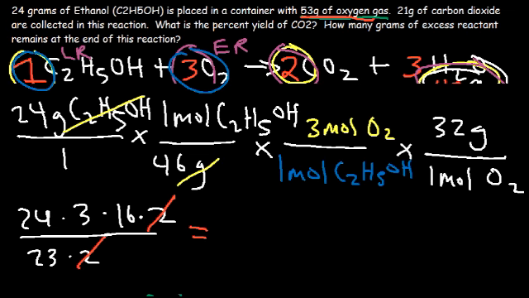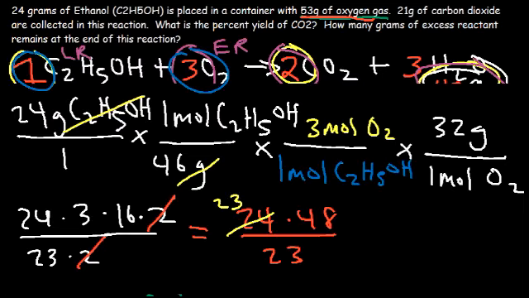So now we got to do some more math. Now, 16 times 3 is about 48. And let's see. If I round 24 down to 23, I'm going to increase 48 to about 50. So 24 over 23 is about 1. Since I decreased the 24 to 23, I got to increase the 48 up to a higher number. So I'm going to say the answer is about 50.